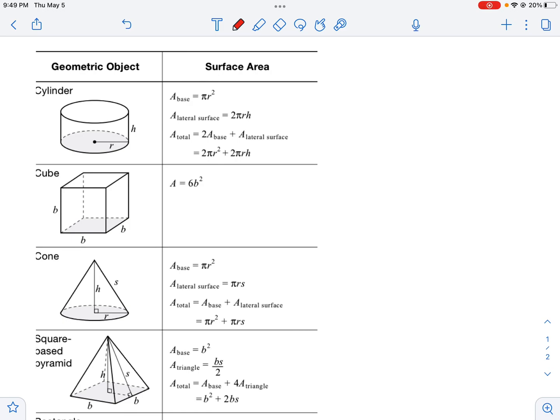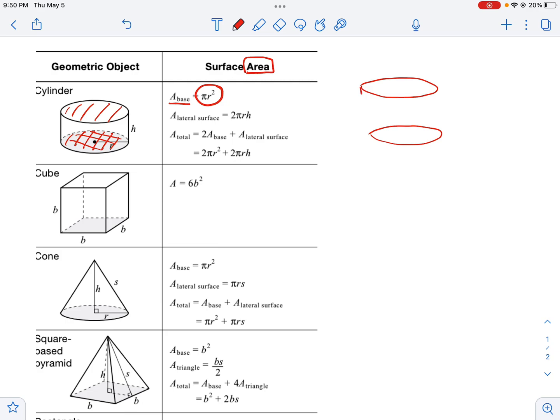So the surface area just means you're trying to find the area of each surface on the three-dimensional object. So for example, if you have a cylinder, that was a horrible drawing. The top and the bottom of the cylinder are both circles. To find the area of a circle, it is pi r squared. So this part is just letting you know that the area of the base, this guy right here, is pi r squared.